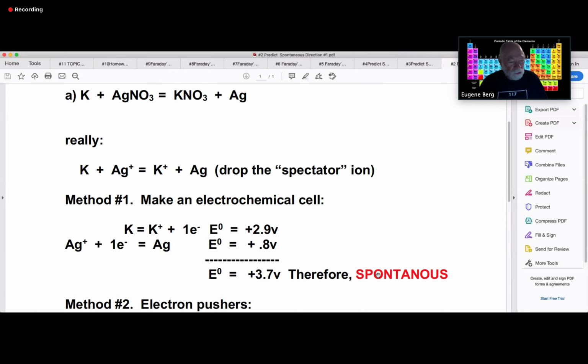So this is one method of doing it. And by the way, notice you could actually care less what the actual number is. It's the sign that counts. A positive sign means spontaneous reaction. So that's method number one.